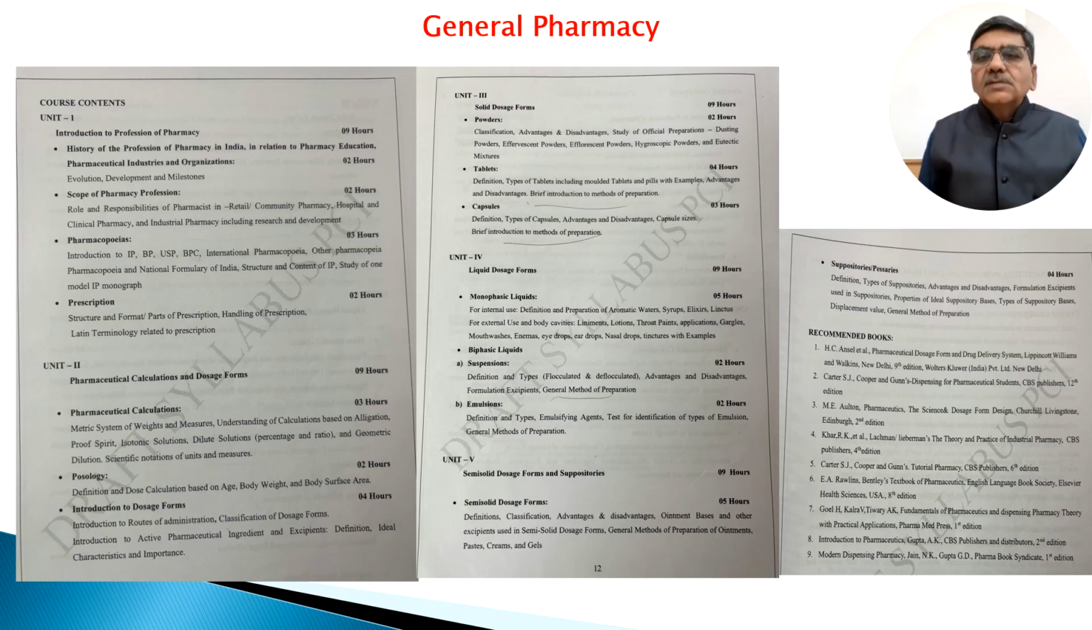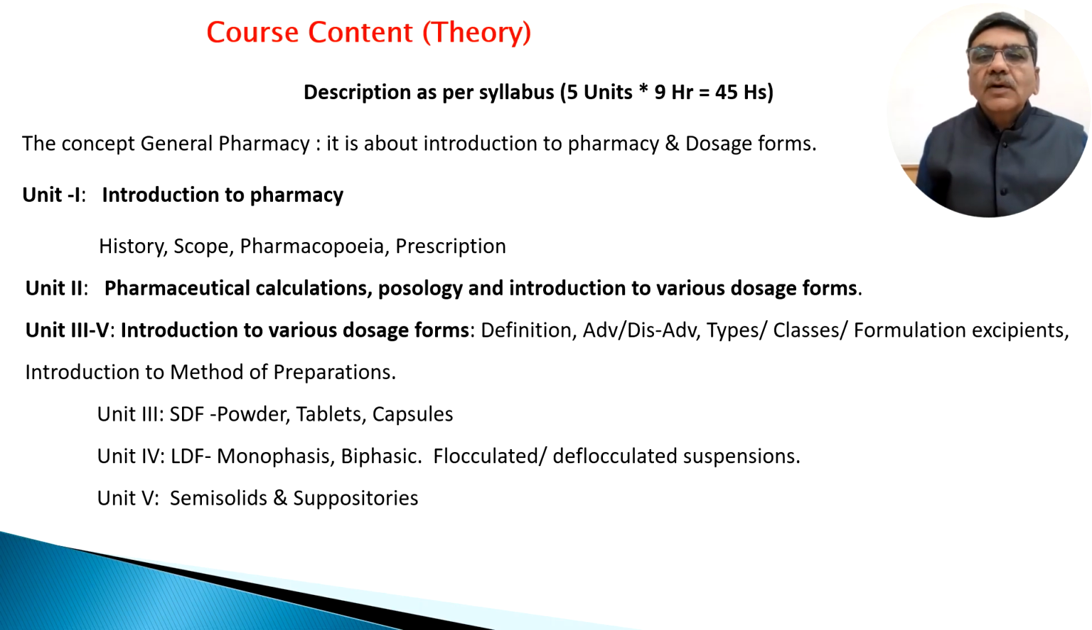General pharmacy, which is the first subject of the syllabus, comes under pharmaceutics. It is on page number 10 of the proposed syllabus. This subject has 5 units, 9 hours per unit, and total 45 hours. So it's a 3 credit subject. The concept of general pharmacy is about the introduction of pharmacy and pharmaceutical dosage forms. The first unit, the introduction to pharmacy, mentions the history, scope, pharmacopoeia, and the prescription. Particularly for prescription, it covers the definition and parts of prescription.